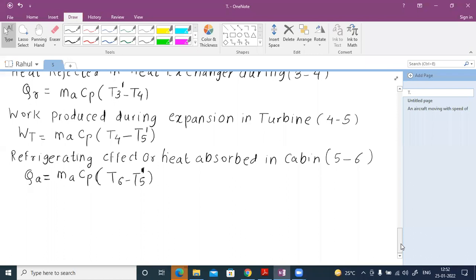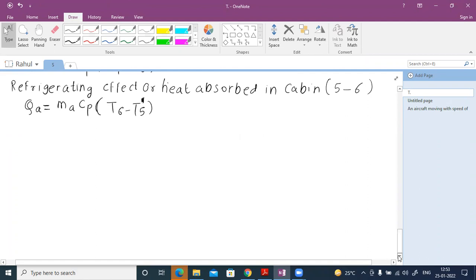Now all of you know that we measure refrigeration in terms of tons of refrigeration. Whenever we need to buy an AC, we calculate the requirement of the AC in terms of tons. If you want to define what a ton is, one ton is nothing but the amount of refrigerating effect that ice produces.